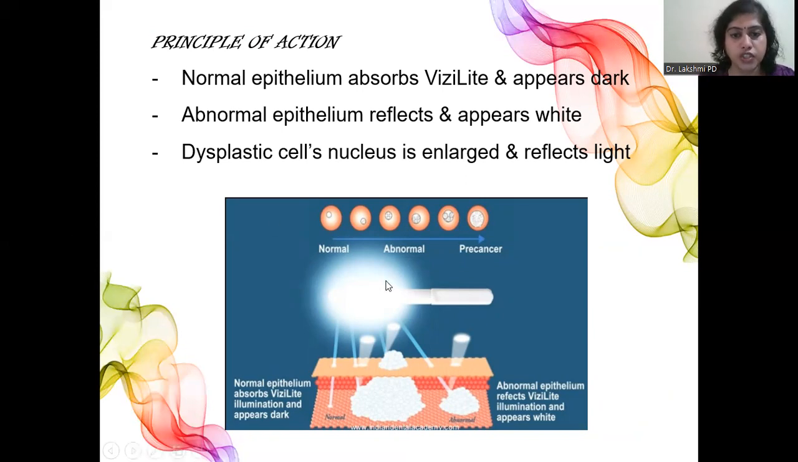So like you can see in this picture, when the VC light is shown, the normal tissues will absorb the light and there's no reflection. But wherever there is dysplasia, whether it is really deep or really superficial, to whatever extent the VC light is able to penetrate, it will show those areas as white. So these areas warrant further investigation.